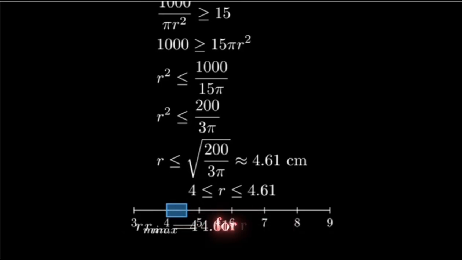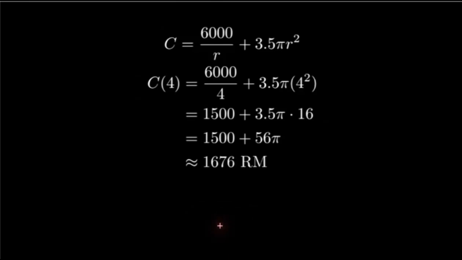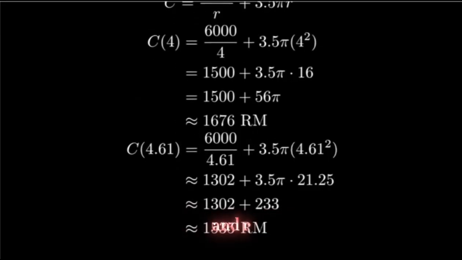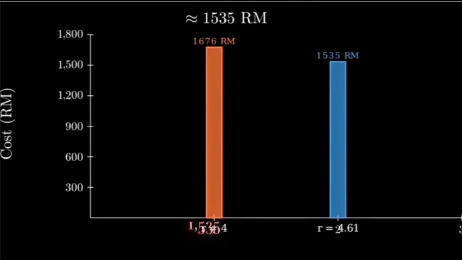Since we have a closed interval for r, we need to check the cost function at the endpoints of our feasible region. Our cost function is C equals 6000 divided by r plus 3.5 pi r squared. At r equals 4, C of 4 equals 6000 divided by 4 plus 3.5 pi times 4 squared. C of 4 equals 1500 plus 56 pi. C of 4 equals approximately 1676 ringgit. At r equals 4.61, C of 4.61 equals 6000 divided by 4.61 plus 3.5 pi times 4.61 squared. C of 4.61 equals approximately 1302 plus 233. C of 4.61 equals approximately 1535 ringgit.